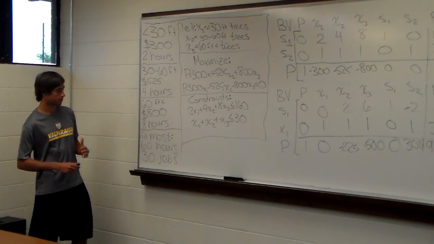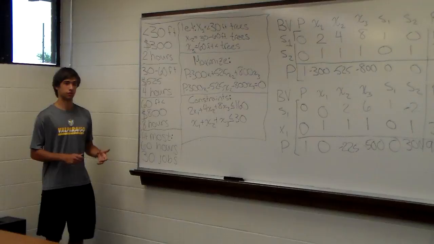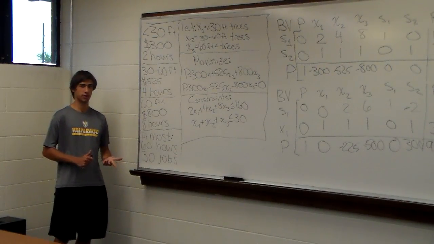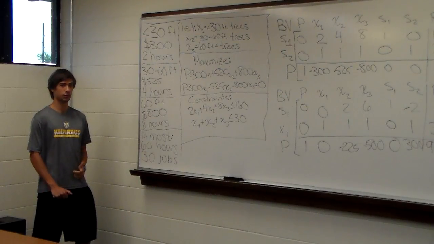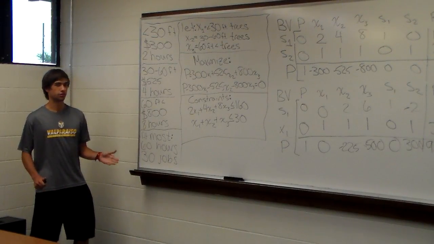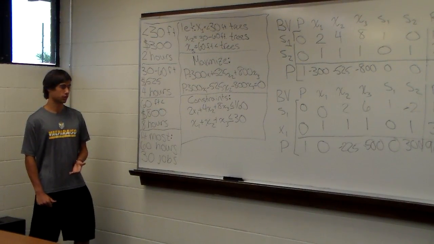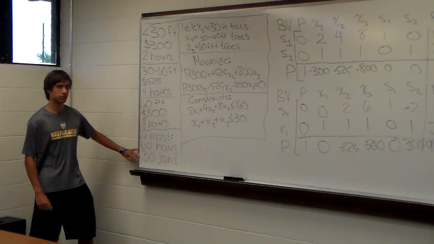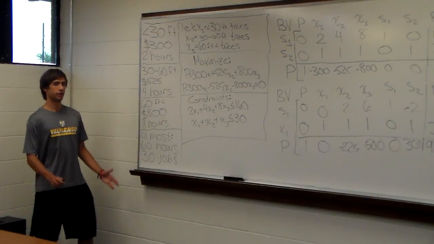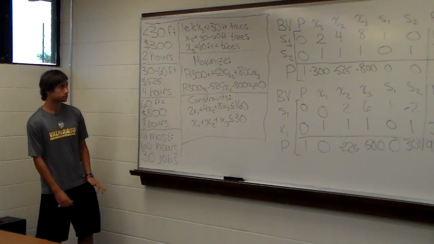Now we also know that Pam has restrictions on the amount of hours her crews can work. So she has 4 crews that can work up to 40 hours a week, which gives us 160 hours total that they can work, and they can also only work up to 30 jobs total a week. So these are both at most, so they can work up to 160 hours and up to 30 jobs, but they don't necessarily have to work that many.